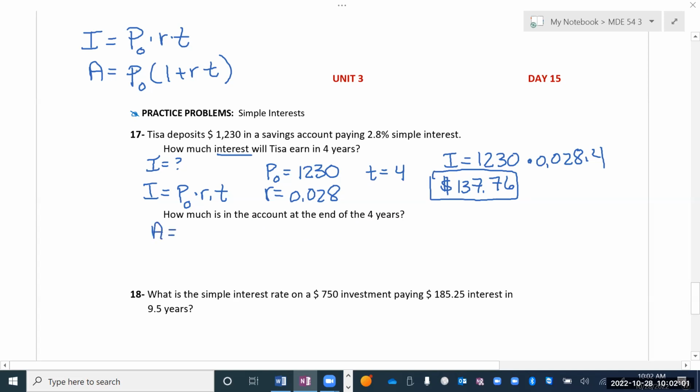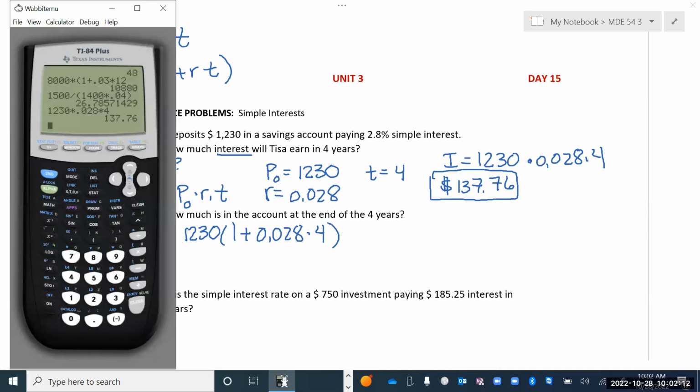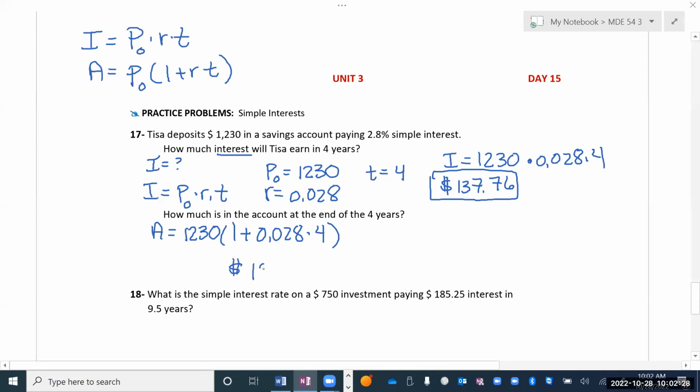Now it's asking how much is in the account at the end of 4 years. That's A. So we have P0, we have R, we have T. And you can type it in exactly as you see it with that one set of parentheses. And so I end up with $1,367.76. Okay.